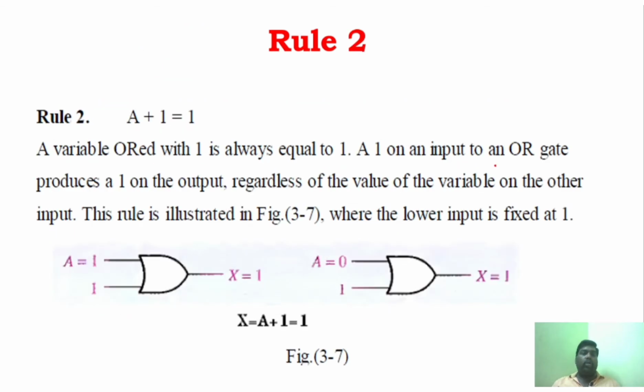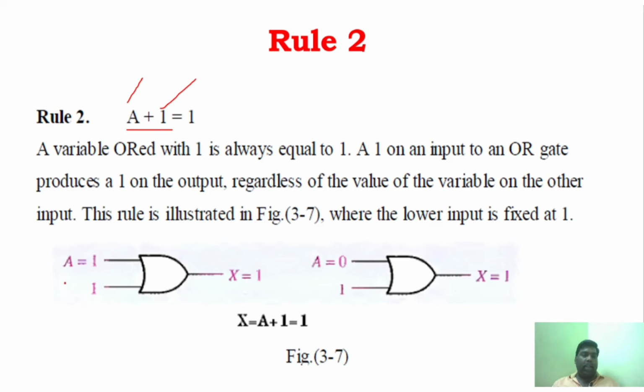And similarly, rule 2. It is the same rule with a slight change. That is A plus 1 is equal to 1. So what we are saying is any variable that is ORed with 1 will be equal to 1. You can see we are considering A, and one input has to be 1 and the other input has to be A.